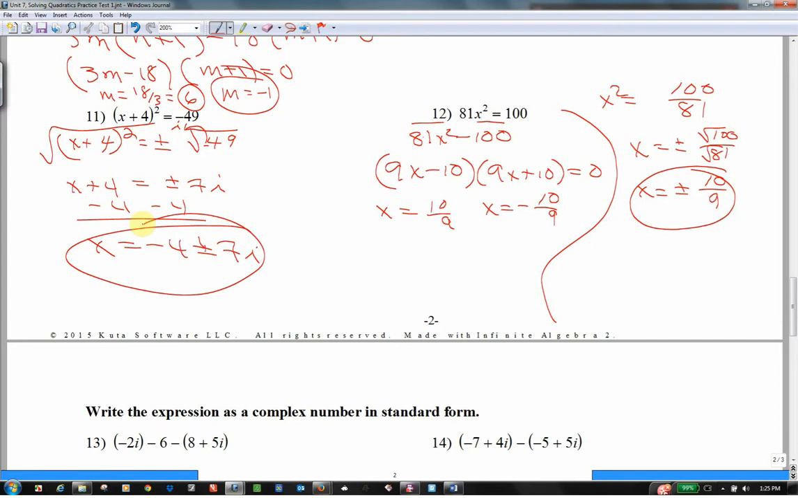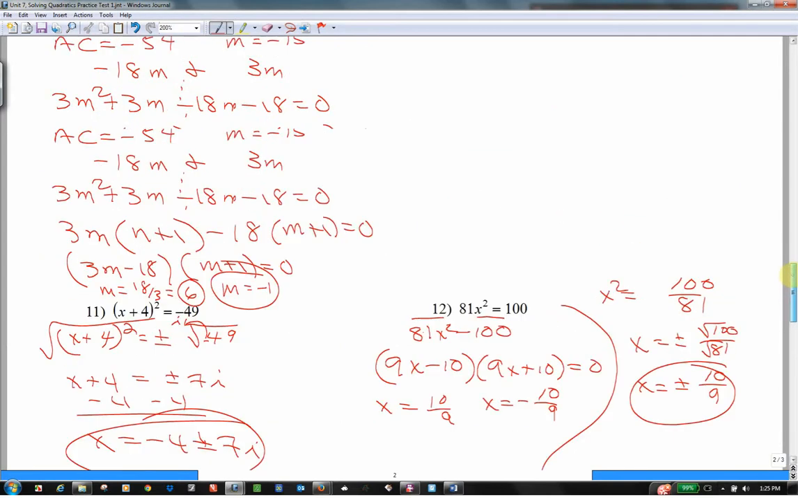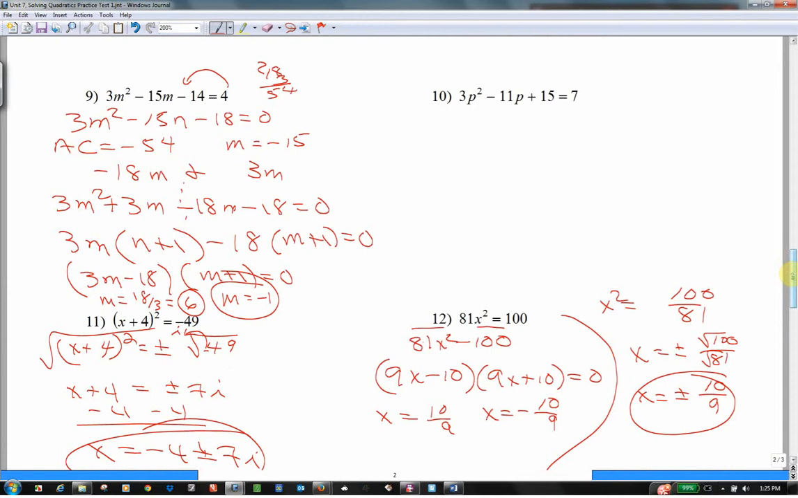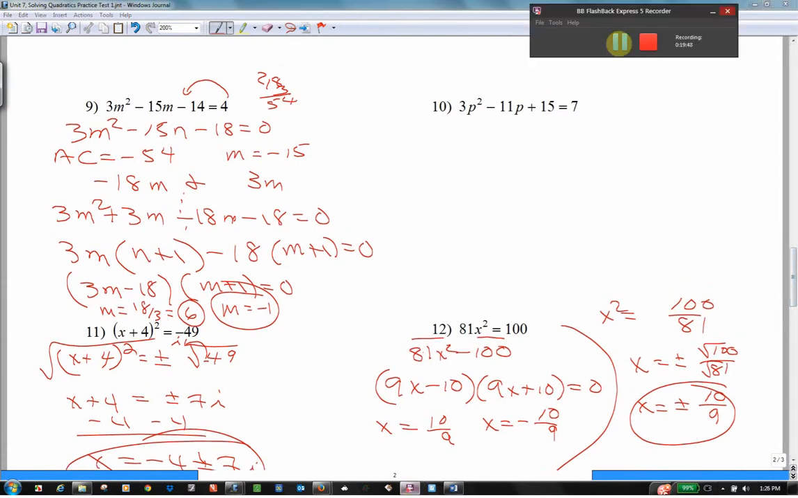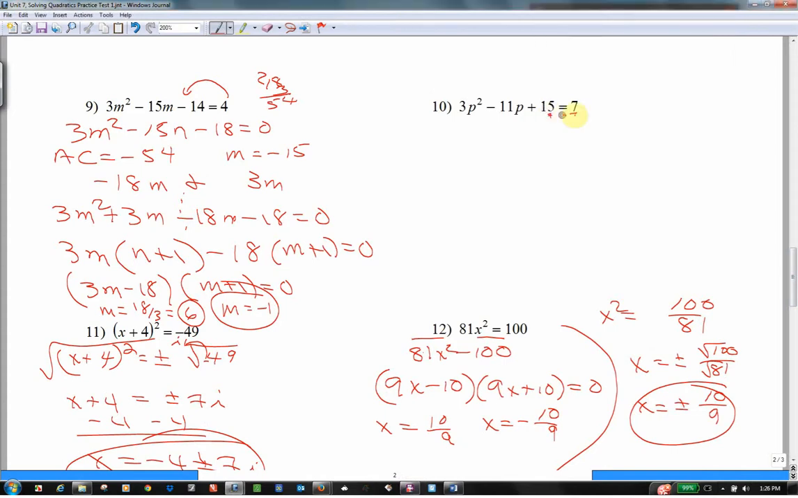Okay, and moving to the last problem of those that's on this page. For this one, I'm going to move the 7 over by subtracting 7 from both sides, and that's going to give me 3p squared minus 11p minus 8 equal to 0. And let's work this one a little different. We could probably try AC middle, but let's make sure that we have one with the quadratic formula.